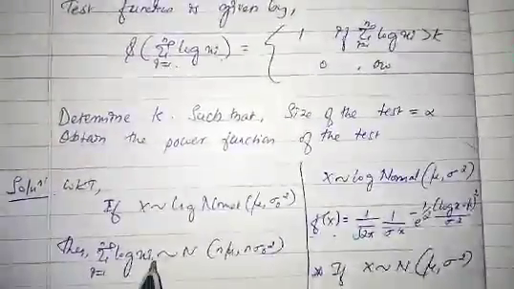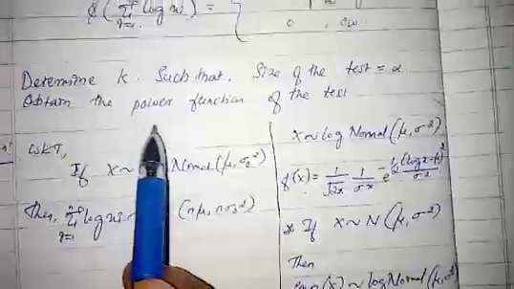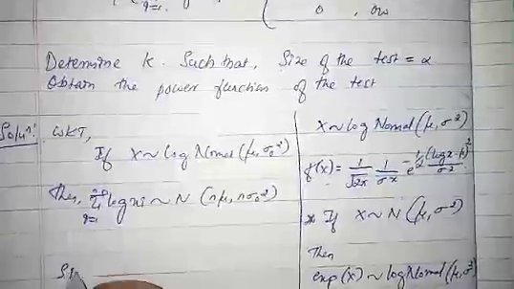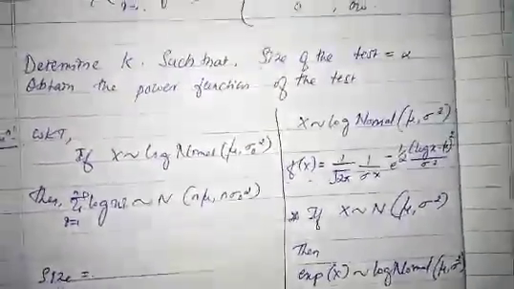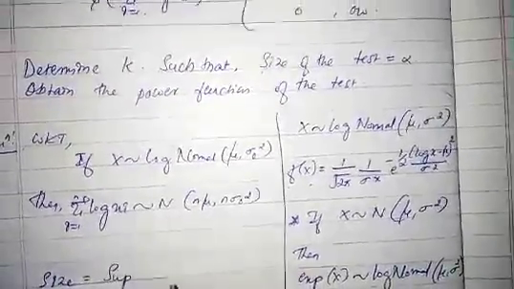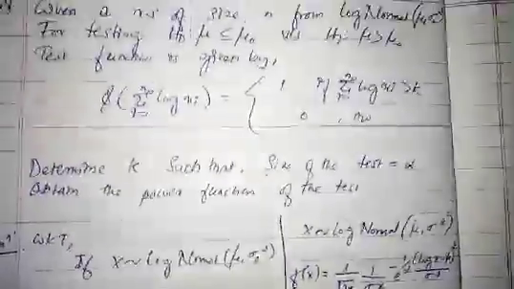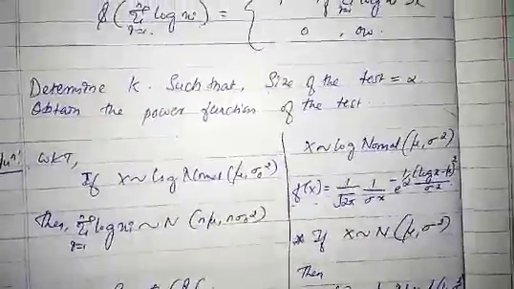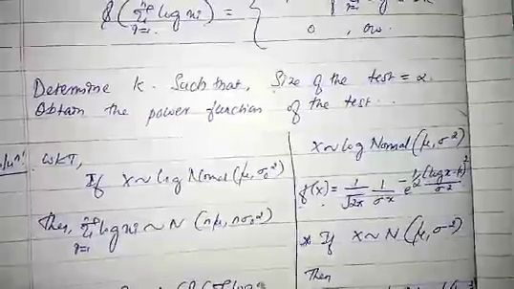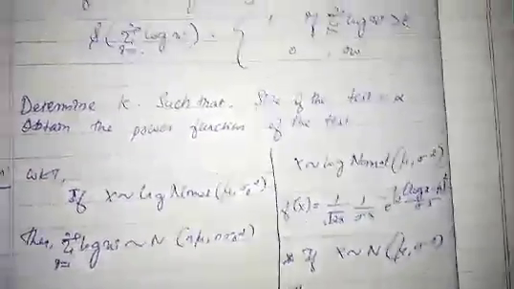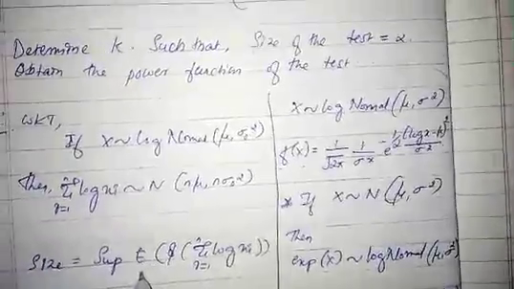And here we have to determine the value of k, right? First we have to know what is the size of the test, right? What is the size formula? Size equal to supremum of expectation of phi of summation log xi, i from 1 to n, under H naught, right?